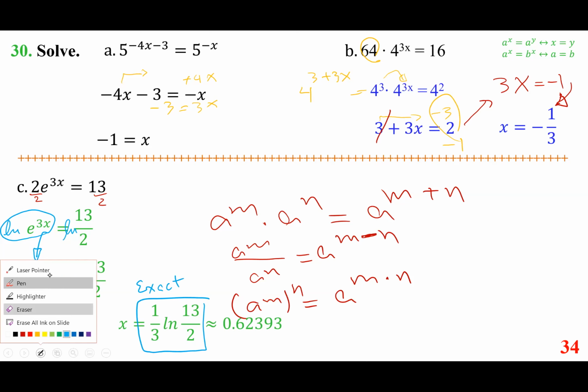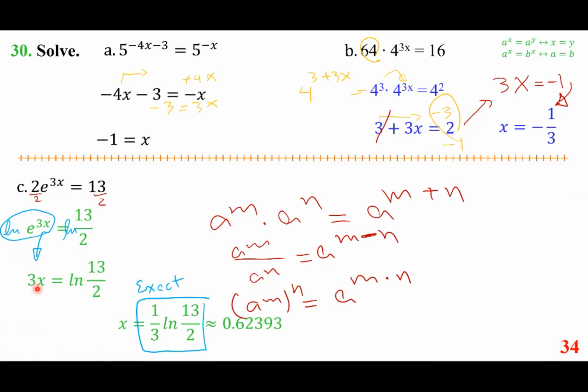Again, I'm simply dividing this by 3 or multiplying it by 1/3, the same thing here. This is the exact answer. If you use a calculator, it gives you a rough estimate, as you can see.